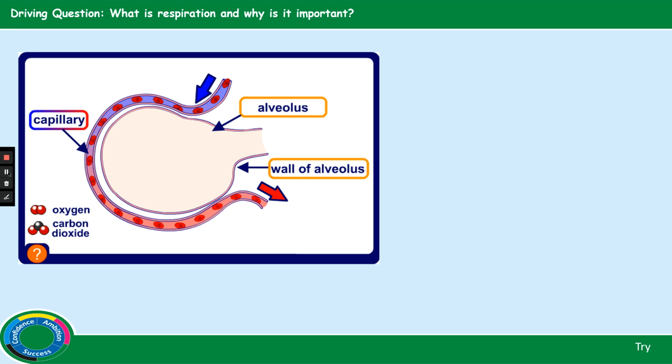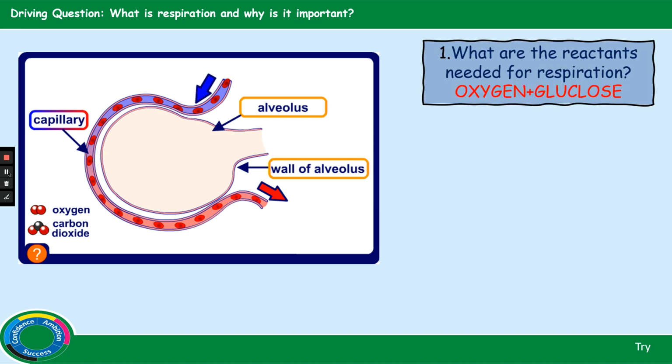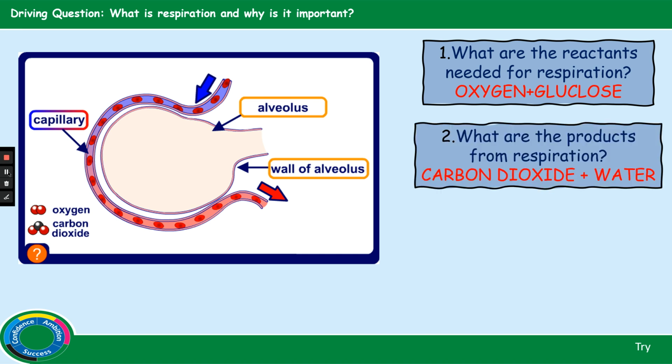Okay, so you should have come up with, what are the reactants needed for respiration? Oxygen and glucose. They are the two main reactants. Oxygen from the lungs, glucose from digestion. Question 2. The products, carbon dioxide and water, and energy. It's that energy that we need. The carbon dioxide and water are waste.